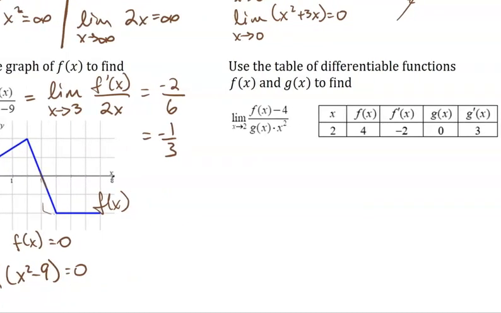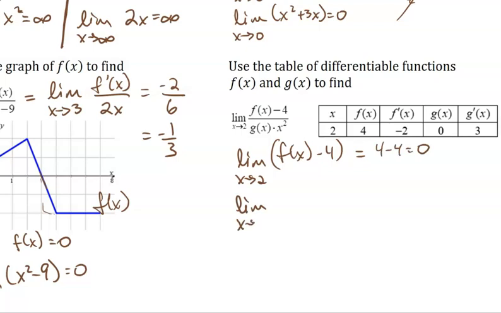Okay, here we have a table of values for some differentiable functions f and g. We are looking for the limit at 2 of f of x minus 4 over g of x times x squared. Okay, so limit, we'll come down here, limit as x approaches 2 of f of x minus 4 is equal to f of 2, 4 minus 4, which is 0. And then the limit at 2 of g of x times x squared is equal to g of 2, which is 0, times 2 squared is 4. So still 0, so L'Hopital applies.